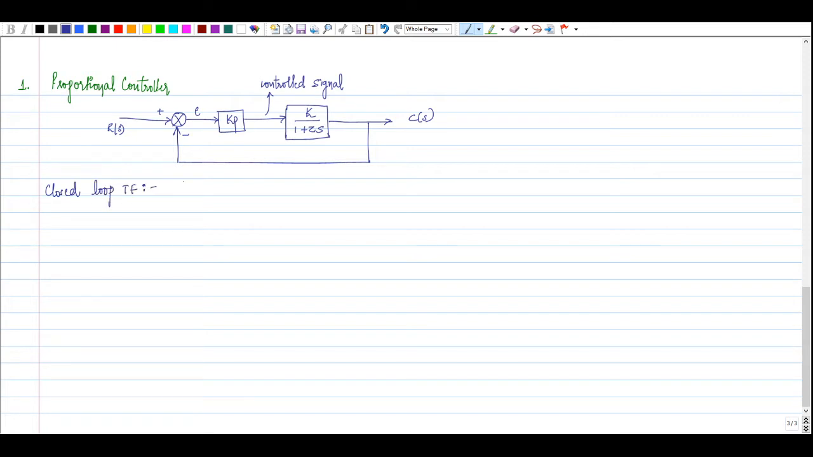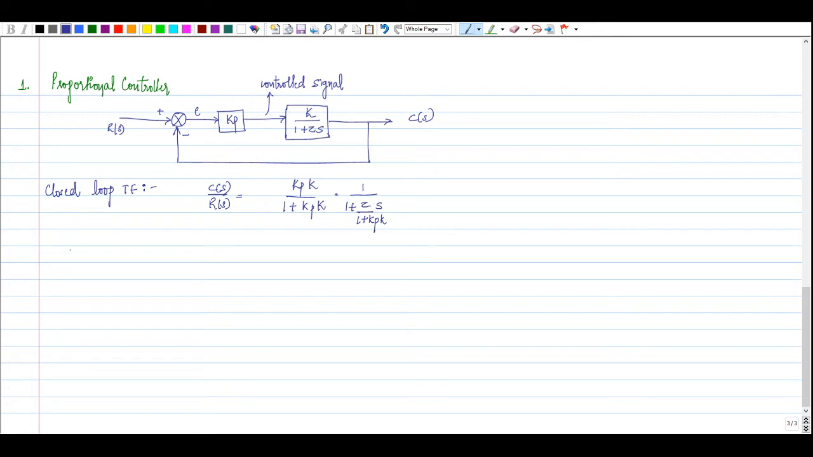Coming to the closed loop transfer function, C of S divided by R of S is equal to, when you use the block reduction technique, or different formulas that we have considered in first unit, this is what we get: Kp K divided by 1 plus Kp K, into 1 divided by 1 plus tau divided by 1 plus Kp K into s.